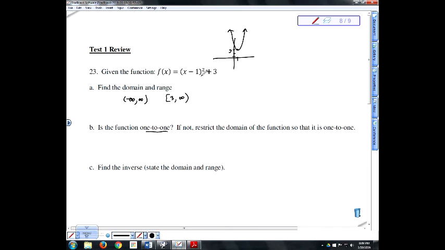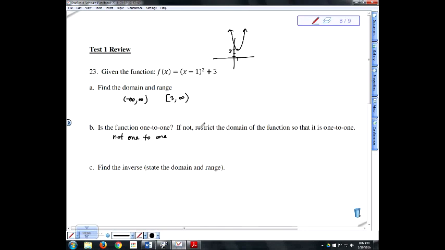Remember, the horizontal line test can help you determine that. This graph fails the horizontal line test, so it is not 1 to 1. And that's a problem because part C wants us to find the inverse. In order to ensure that the inverse is a function, we've got to make sure that the original function is 1 to 1. So that's what this second part of part B is asking you to do.